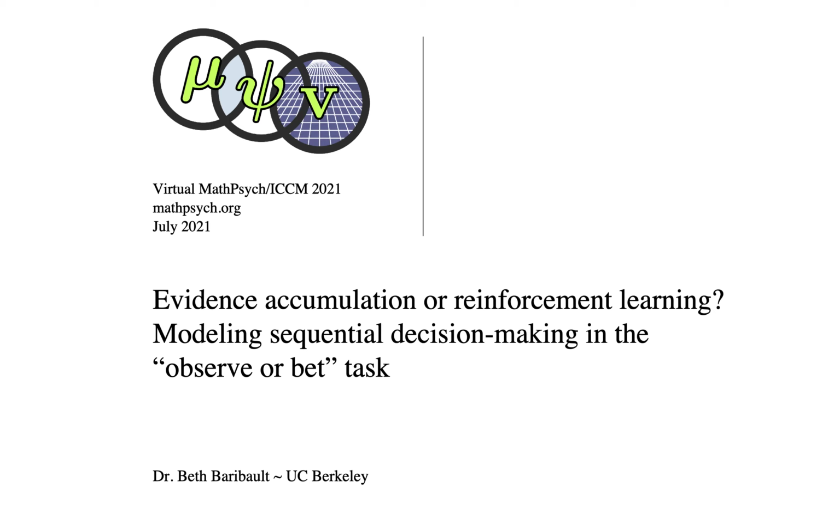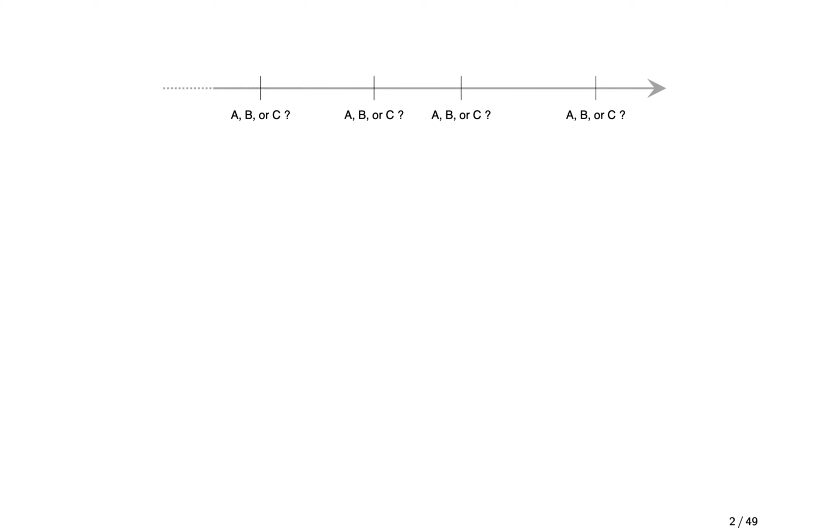Before I get into the core of the talk about cognitive modeling of performance on the observer bet task, I'd like to first talk about learning. When we learn about the world, our learning process will often take the form of a sequence of repeated choices, which are not independent. How we select an action to take at each point in time is dependent on the collective results of our previous actions.